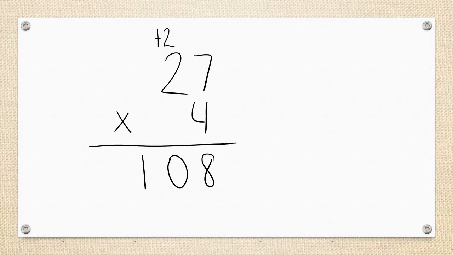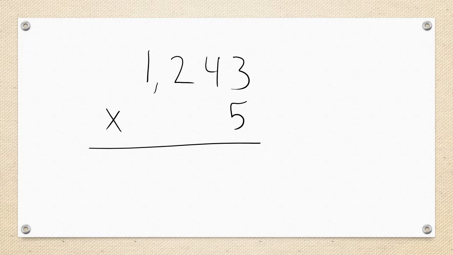Keep in mind, I put the addition sign in front of the value I'm carrying to remind myself to add it in after I've multiplied that place value. Now let's try one more problem together on the next screen before you get to try it all by yourself. Now I'm going to multiply 1,243 times 5 using the standard algorithm.